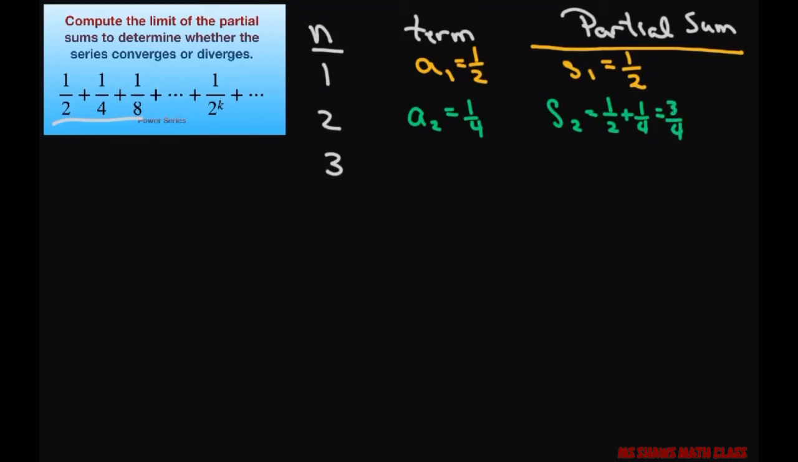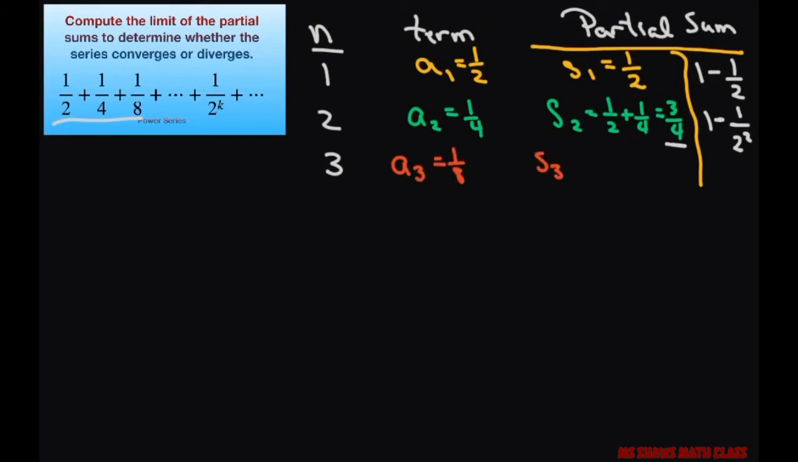Now what I'm going to do is write this as, for the 1/2, I'm going to write this as 1 minus 1/2. And for this one, I'm going to write this as 1 minus 1/4, which is 1 minus 1 divided by 2 squared. All right, now for the third term, a sub 3, we have 1/8.